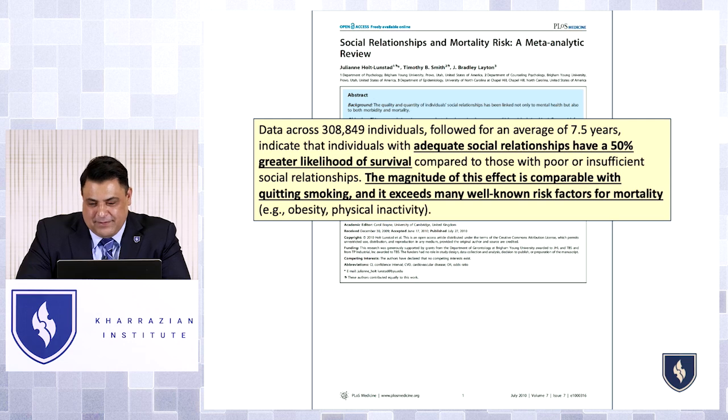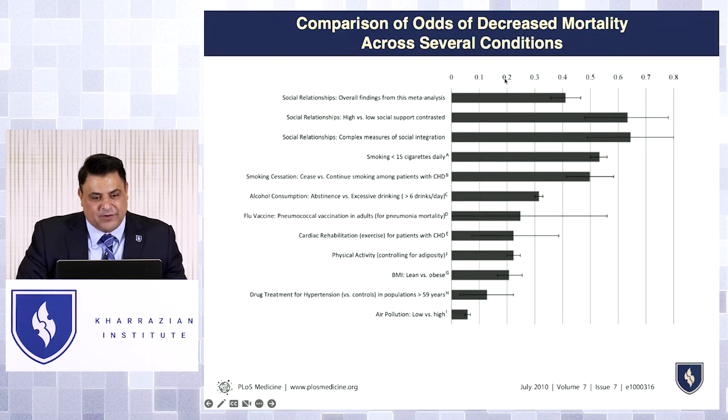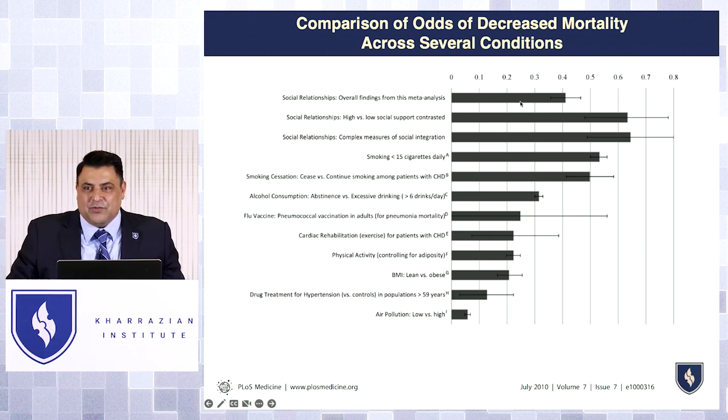It's really, really profound. Okay. So if you look at the study here, comparison of voluntary decrease in mortality across conditions, social relationships at various times, you can see here's the BMI, lean versus obese. You can see the difference in risk. Here's social relationships, overall findings, high versus low social support contrasted. Look at the effect size difference between that and lean versus obese. Air pollution, low versus high. Physical activity. So social relationships are way up there. So if you want to have longevity, you have to have social relationships. You've got to find a way to be social. If you're not social, it's going to have a direct impact on your health and your mortality, your survival rate when you're faced with disease.